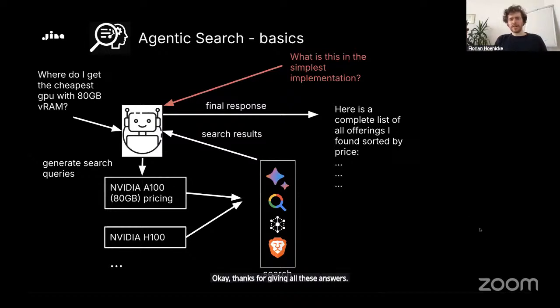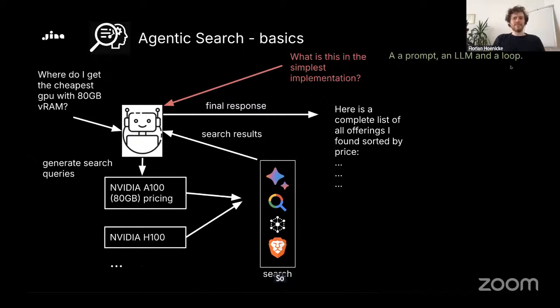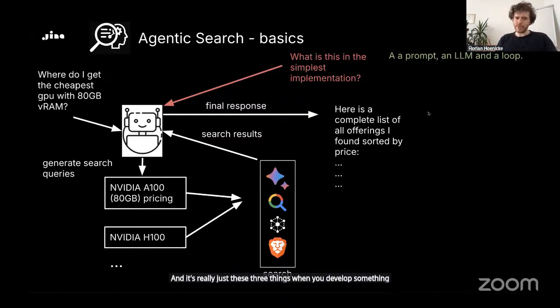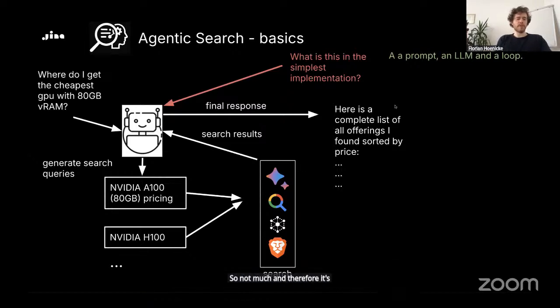And what I would like to focus on now is 3 things. So a prompt, an LLM, and a loop. So loop, piece of code. And it's really just these 3 things when you develop something and you already have your processor, your machine, to create such a thing as I illustrated here. So not much, and therefore it's not surprising that many people build these open source frameworks now.